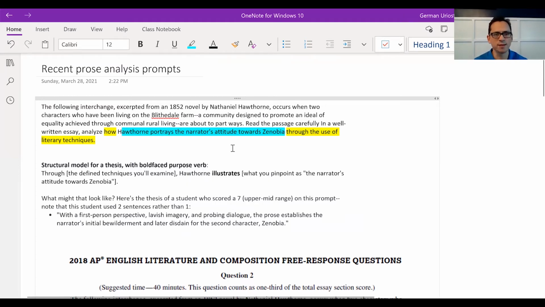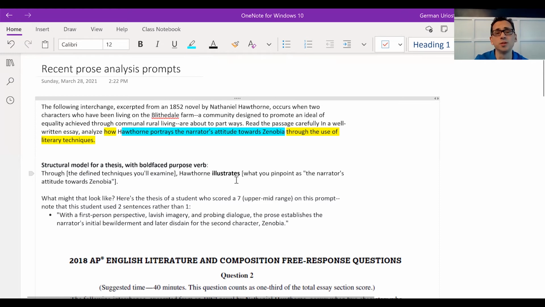So once again, let's take a look here. Structural model for a thesis, right? Again, you've seen this from English teachers before, right? Through whatever techniques you're going to examine, whatever those might be, Hawthorne illustrates, you could say the passage illustrates, the novel illustrates, or you can list the author, whichever. Hawthorne illustrates what you pinpoint as the narrator's attitude towards Zenobia.